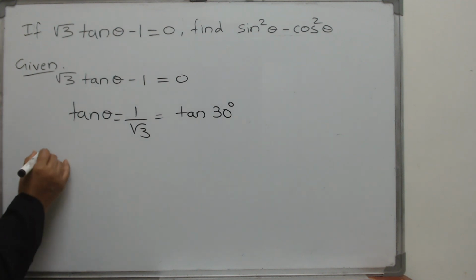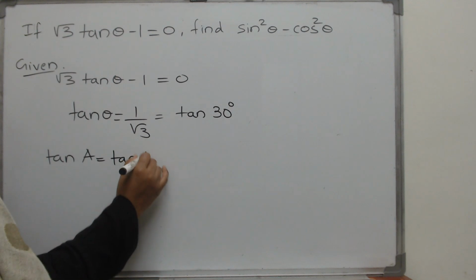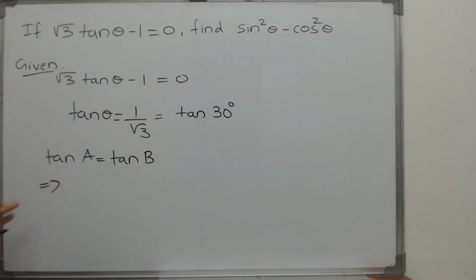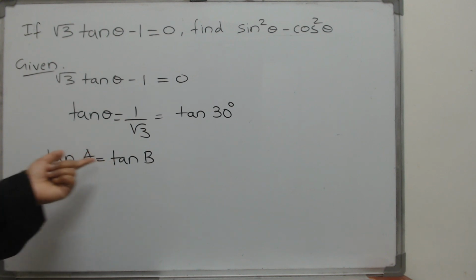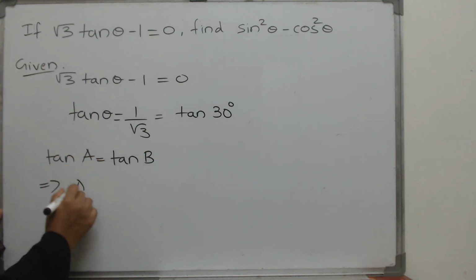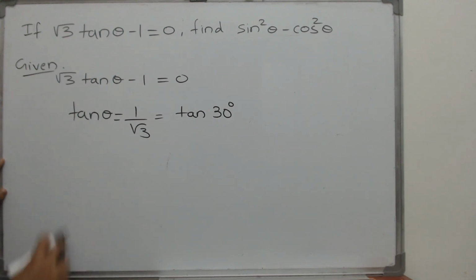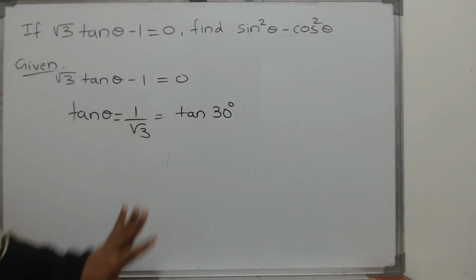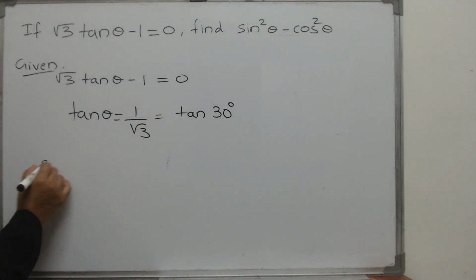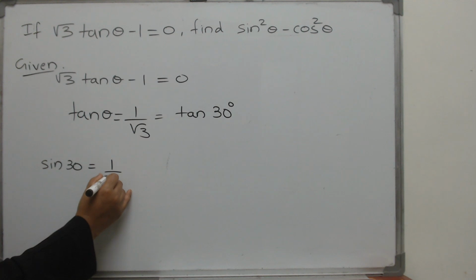So, if you have two acute angles such that their trigonometric value, tan value, is the same, that means what? The two angles themselves have to be the same, which means what? Theta has to be 30 degrees, which means what is sine 30? Sine 30 is what? It is 1 by 2.